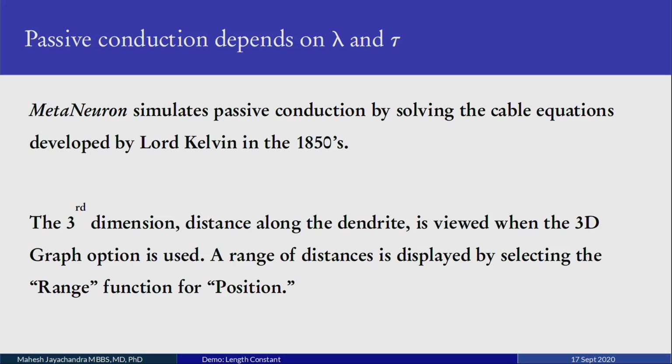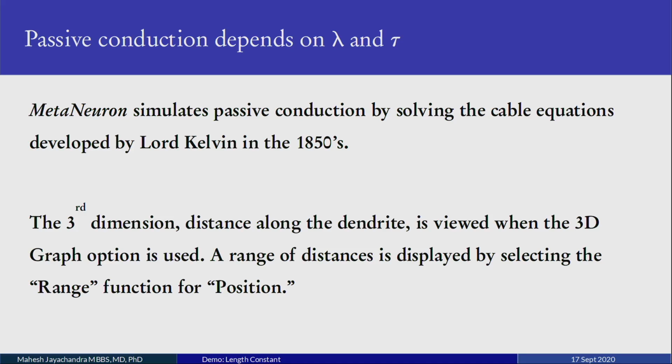MetaNeuron simulates passive conduction by solving the cable equations. This was developed by Lord Kelvin in the 1850s because they were laying the cable between Europe, England, and the United States. That is very similar to an axon. You have a cable with an outer conductor, it has insulation, and then you have a central conductor, which is pretty much how the axon also functions.